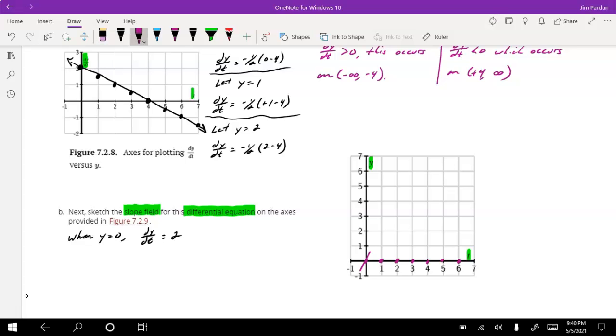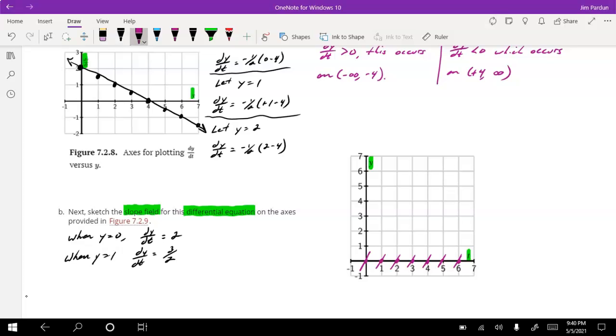And so then at 1, I kind of eyeball it. I look up here, that's up 2 over 1, and I'm going to put another line. And I'm going to keep doing this wherever y is equal to 0. It really doesn't matter what t is as long as y is equal to 0. And we know similarly that when y equals 1, dy/dt is going to be 1.5, or we can say 3/2, or up 3 over 2.